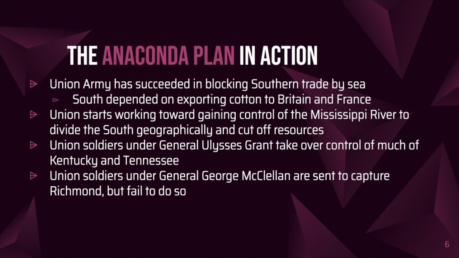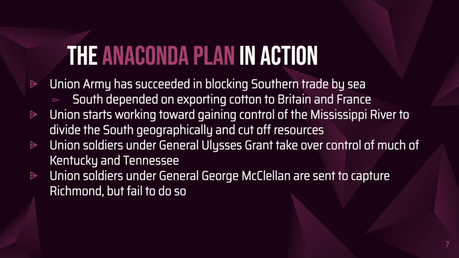By this point, the Union Army has succeeded in blocking the South's trade. The South, during this period, obviously, we know that they're growing cotton, and they don't actually do any of the processing. They don't turn the cotton into clothing or linen. They export cotton to other places, to the north or to Britain and France, for the cotton, the raw material, to be made into a product.